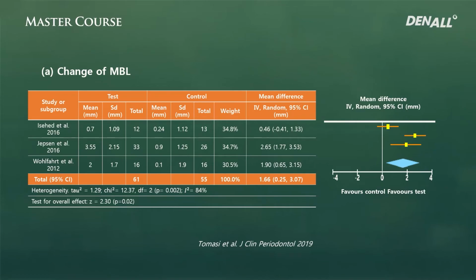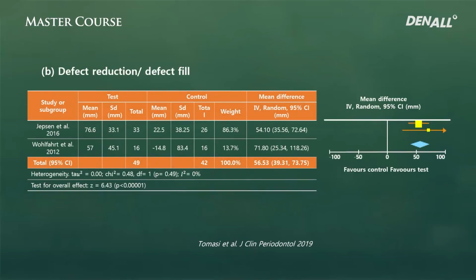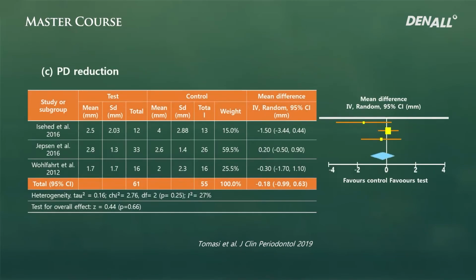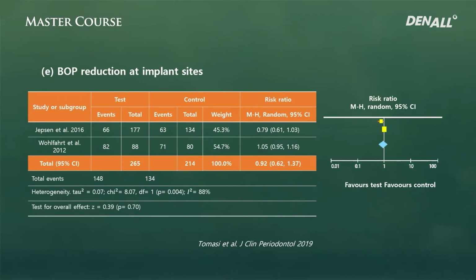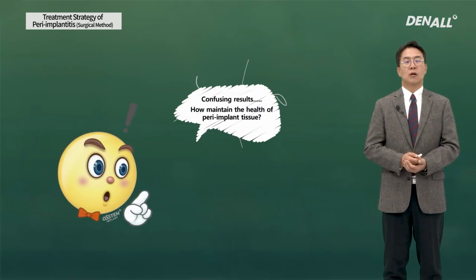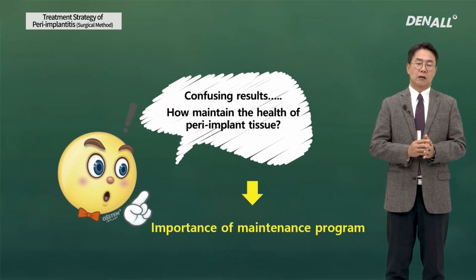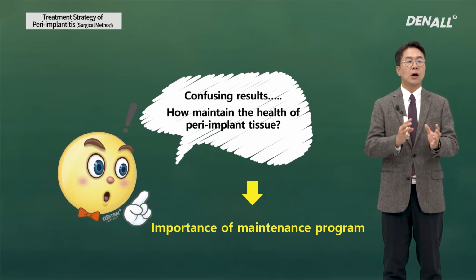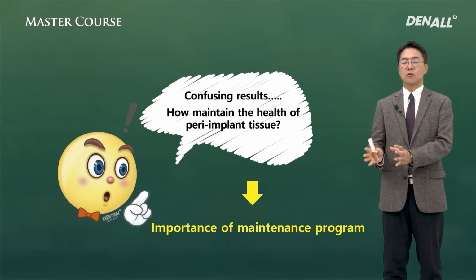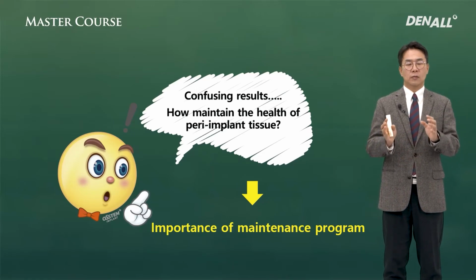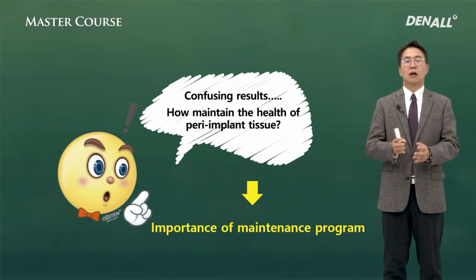Let's look at the marginal bone level. Regenerative therapy shows better marginal bone level because bone graft is done. Regenerative therapy is better for defect fill as well. However, in terms of pocket size reduction and response towards inflammation, there were no major differences. In terms of BOP reduction at the implanted site, there were no major differences as well. Therefore, I am very cautious about reaching a conclusion because there's limited study result. It is difficult to say which is better between regenerative and resective therapy.